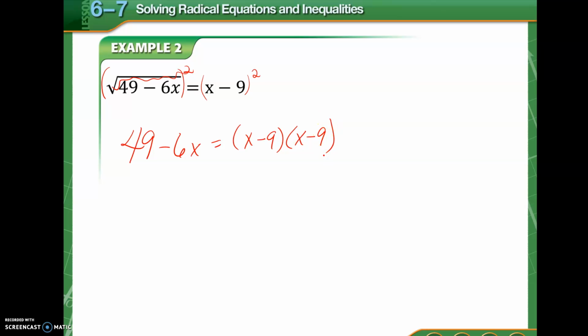Hopefully we're past the stage of just trying to square both of those. So we're going to multiply everything by x. So that gives me x times x is x squared. X times negative 9 is negative 9x. Negative 9 times x, both of those, is negative 9x. Negative 9 times negative 9 is a positive 81.